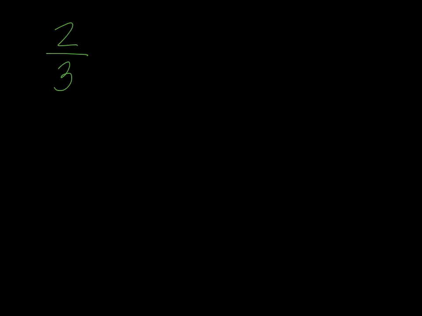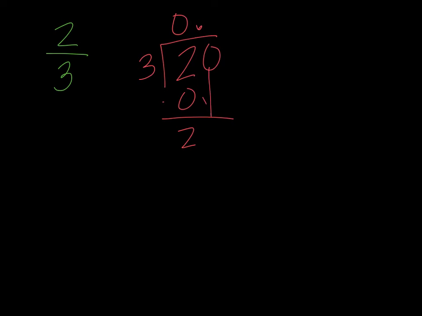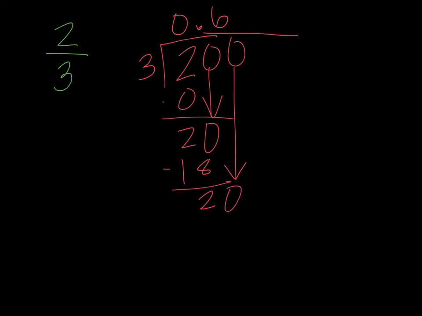So to do 2/3, we do 2 divided by 3. 3 goes into 2 0 times. Subtract, we get 2. Add a decimal, add a 0. 3 goes into 20 6 times. 6 times 3 is 18. Subtract, we get 2. Bring down a 0.